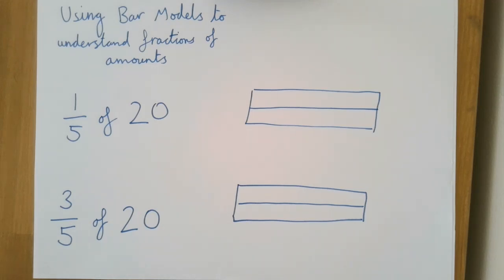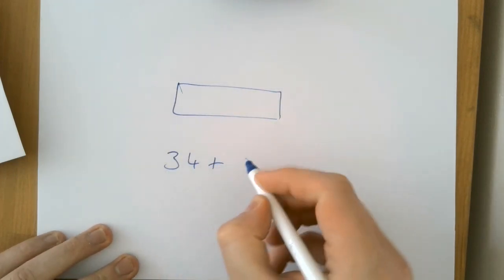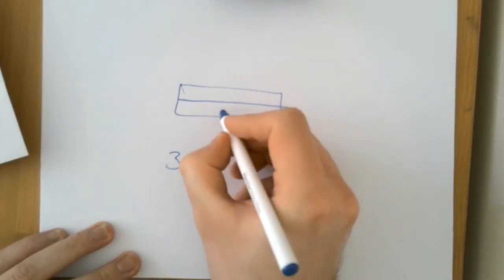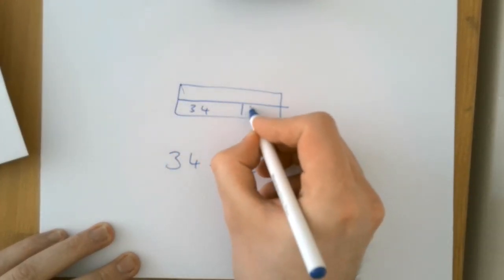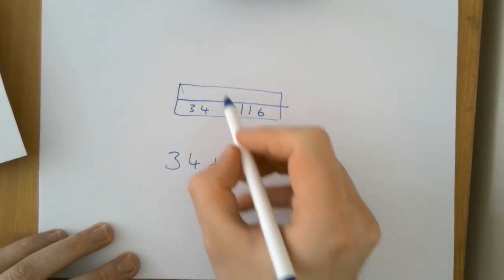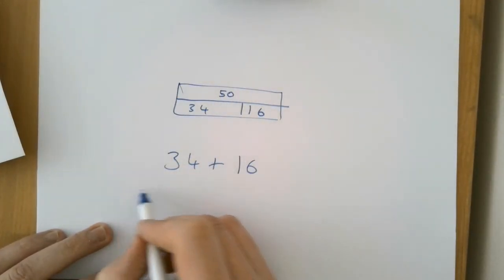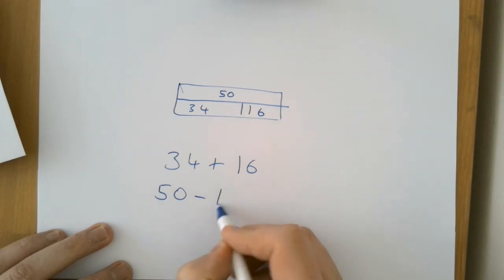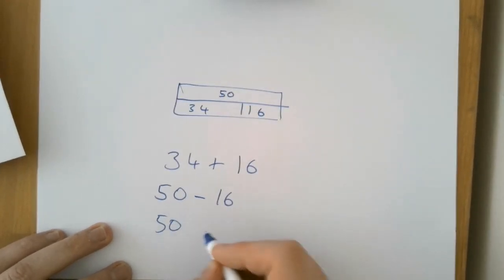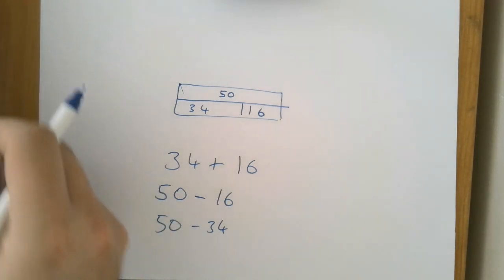They can be used in lots of different ways. For example, you could even use them to solve addition problems. If I wanted to solve 34 add 16, 34 and 16 would be my parts at the bottom here, and if I add those together I get 50, and then 50 would be my whole. And you could also use that same bar model to solve 50 subtract 16 or 50 subtract 34. That's just a brief introduction to them in general.